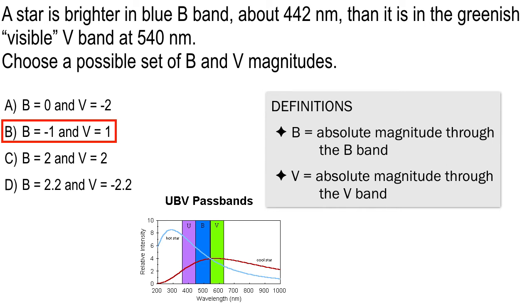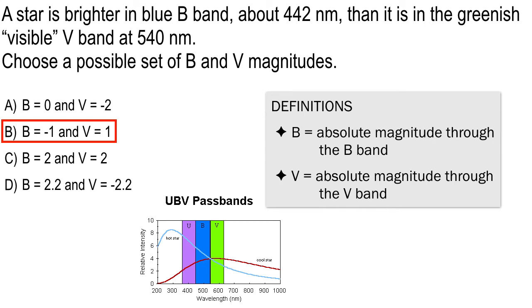B equals 0, V equals -2. Remember, for a magnitude, a smaller positive number or even negative means brighter. So this set here, option A, V equals -2. That means that the V band is brighter than the B band. So that's out because we know that the B band is brighter. And this is the true one. This is a negative. This is a positive.